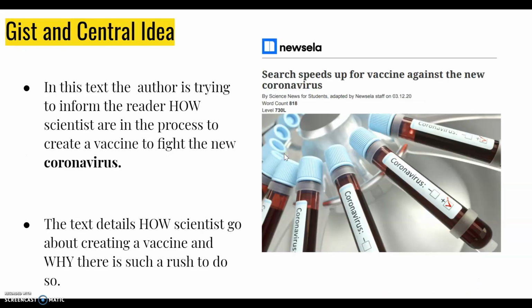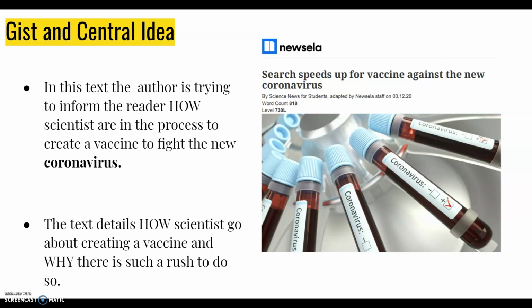So I am going to model for you guys how to find the author's purpose with the same article I used to model central idea, previewing, predicting, and all of those things. And that is the text, Search Speeds Up for Vaccine Against the New Coronavirus. Since we didn't read the article, I just wanted to give you guys the gist and the central idea since we won't be reading it in depth together.